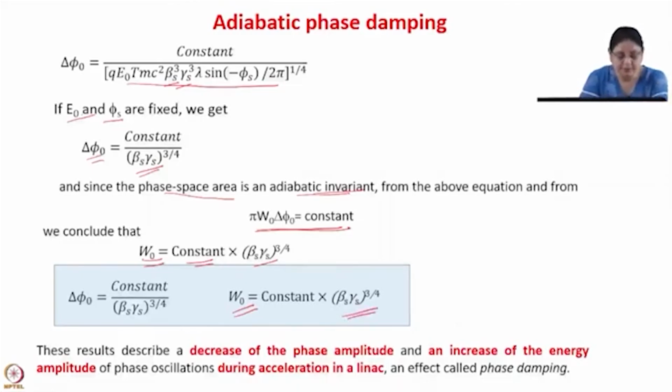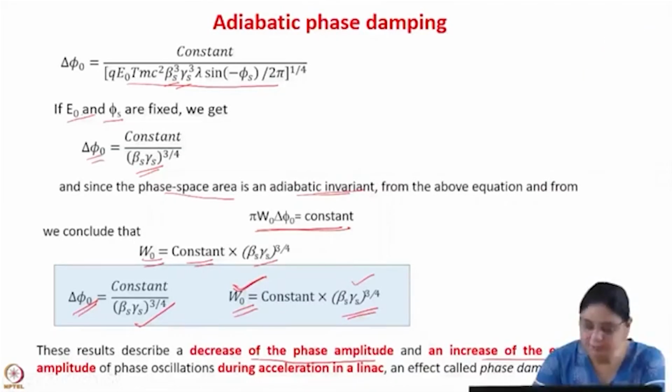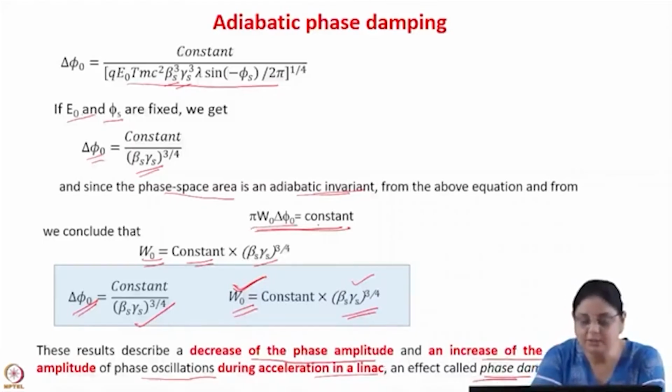So these results describe a decrease of the phase amplitude and an increase of the energy amplitude. The phase amplitude decreases as the acceleration happens, or the energy increases, and the energy amplitude increases as the beam is getting accelerated. This is the increase of the energy amplitude of phase oscillations during acceleration in a linac. This effect is known as phase damping because the phase amplitude is decreasing. The area remains constant because it is an adiabatic invariant.